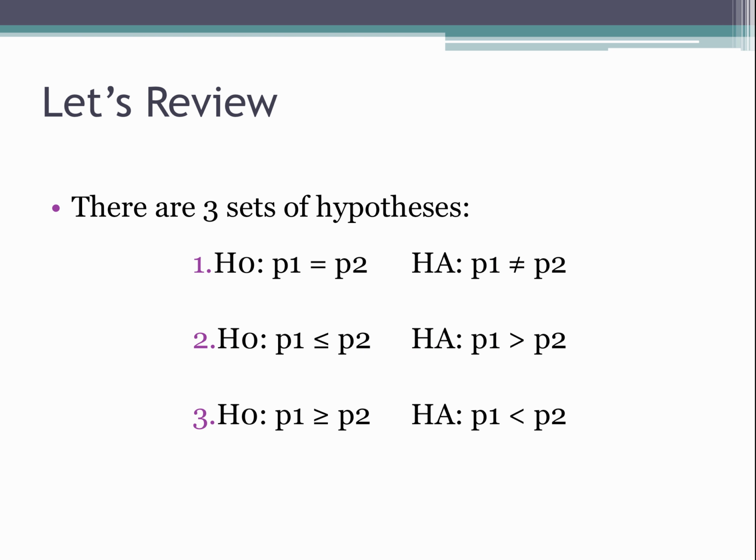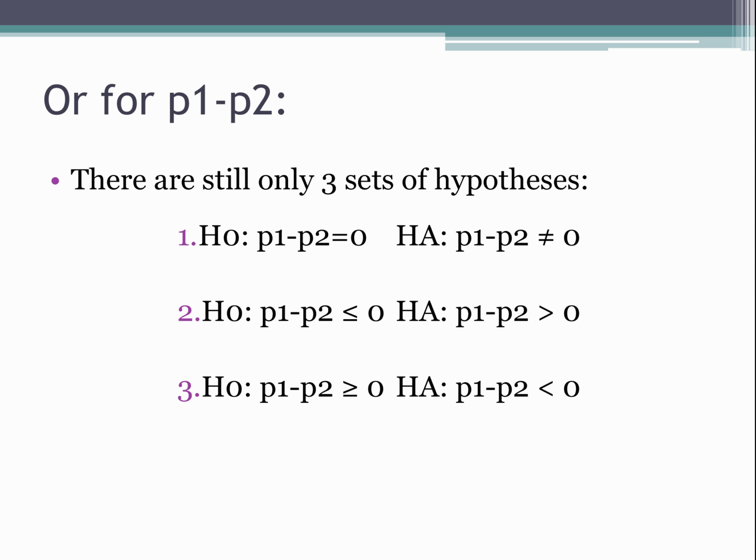Recall we have 3 tests of hypotheses for 2 proportions: equal to, not equal to, less than or equal to, greater than or equal to, less than. Remember, the equal sign is always on the null side. If you have a P1 and a P2, you still only have 3 sets of hypotheses. This time we're just comparing it to 0.